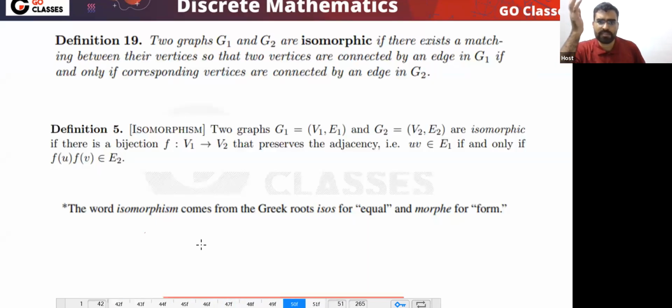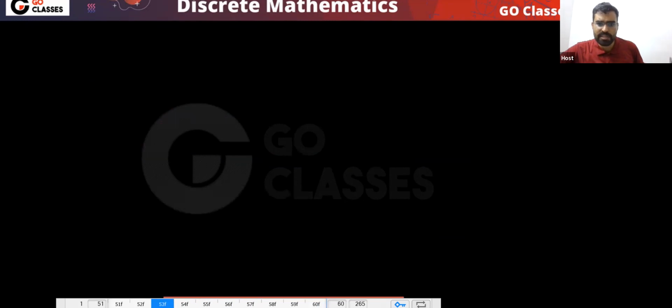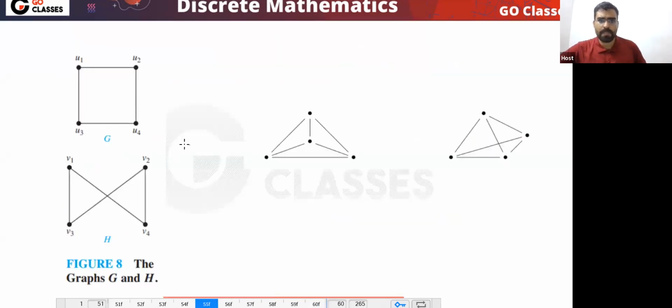So please understand this. We have seen the definition of isomorphism. Now let's check: are these two graphs isomorphic? Don't apply the definition, just tell me. Yes, these two graphs are isomorphic. What we have to do is basically pick this V3 and pull it away.